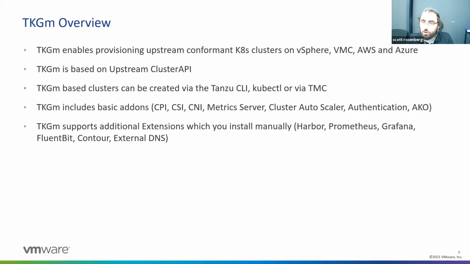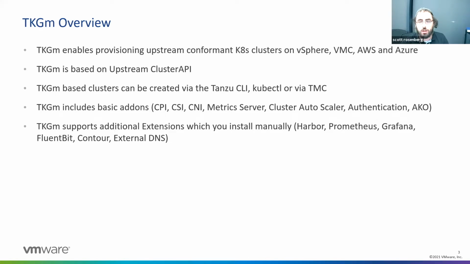Tanzu Kubernetes Grid Multi-Cloud allows us to provision upstream, Kubernetes-conforming clusters on vSphere, VMC, AWS, and Azure. If you're using the Community Edition, also on Docker. TKGm is based on upstream Cluster-API, which we can congratulate today for graduating to V1 about a half hour ago. TKGm-based clusters can be created, typically through the Tanzu CLI, but also directly through kubectl or from TMC using the user interface.